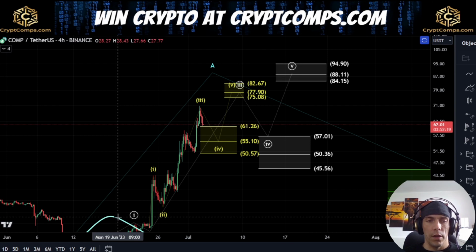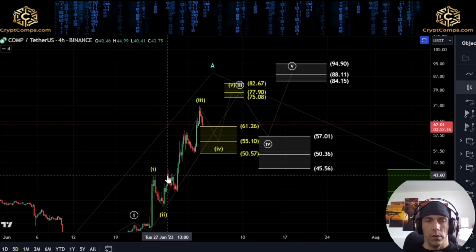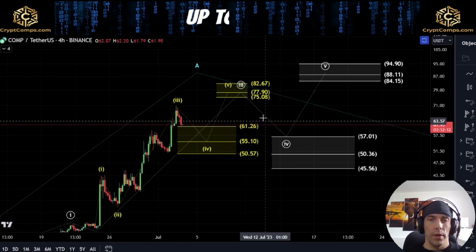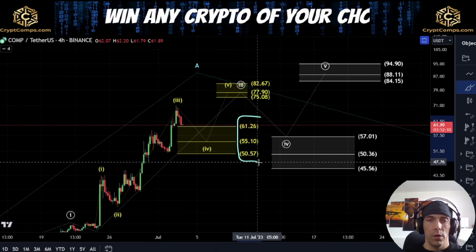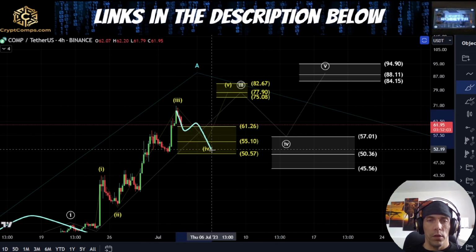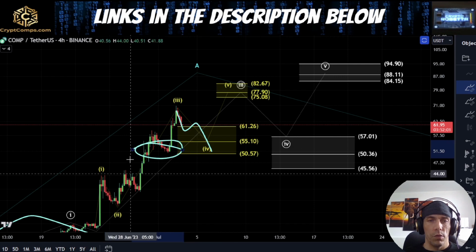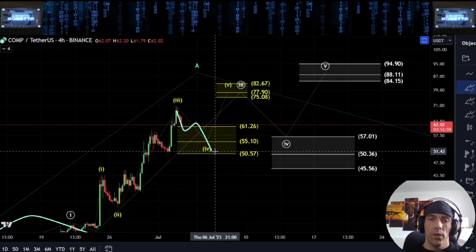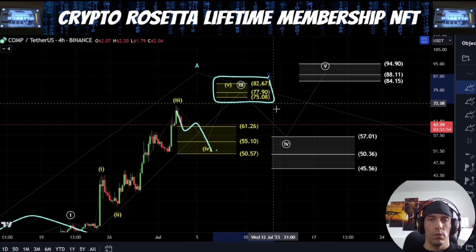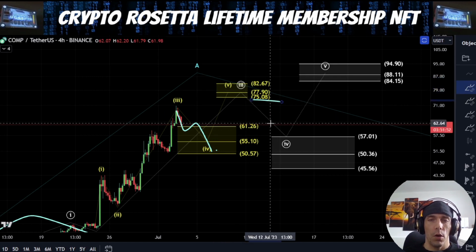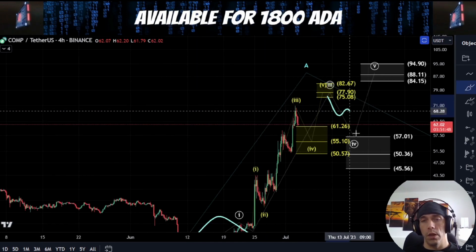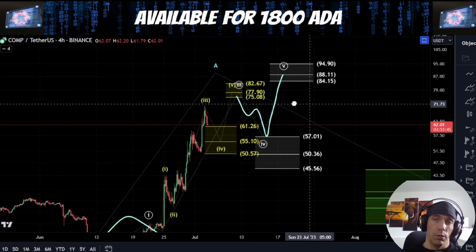So this idea is invalidated by crossing this wave 1, which would be this 43.60. If we fail to actually do so and we find support here in the zone of the 61.26 to this 50.57, what we could see is a 3-wave move to the downside here, looking to retest this previous 4th wave area before seeing another 5-wave move to the upside. Now this 5th wave target would actually be this 82.67 to the 75.08 region, and then we'd be looking for the potential that we could still have additional legs here where we get an additional 4th and a 5th.